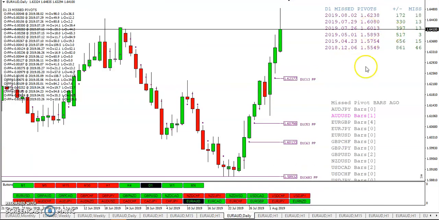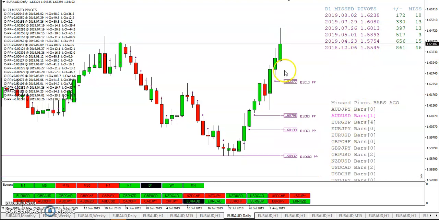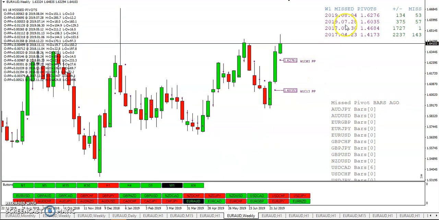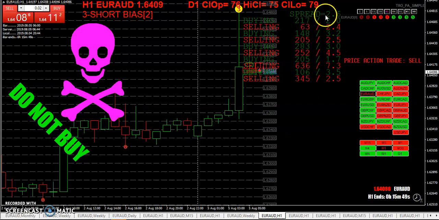Now let's see how many missed pivots. So far this year we've had 5 missed pivots, and then we had a missed pivot in 2018, but there's been no other missed pivots. So on a daily, how about the weekly? Weekly, we've had 2 this year, none in 2018, and a couple in 2017. And so far this week, you see, we've got a missed pivot. So who knows, maybe it'll take it out later in the week. Once again, showing how high that spread is.